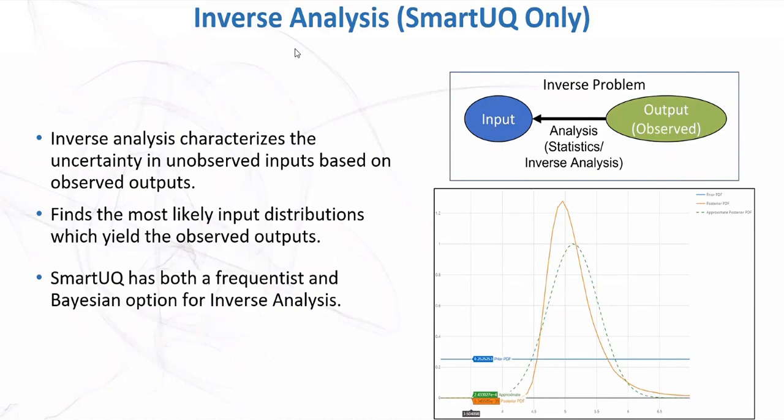So another unique tool in SmartUQ that isn't available in JMP is something we call inverse analysis. Inverse analysis is used to basically characterize uncertainty for what we call unobserved inputs based on observed outputs. So you have physical data, and maybe you can record the experimental results, but you don't know much about the inputs that lead to those results, and you're trying to back out the input uncertainties that led to those observed outputs. That's something inverse analysis could be used for.